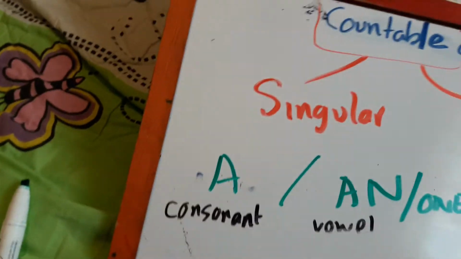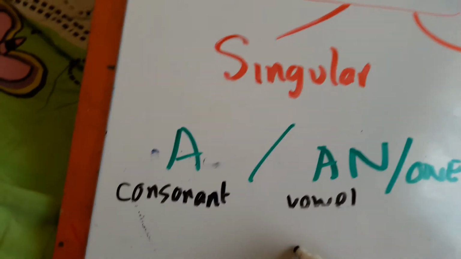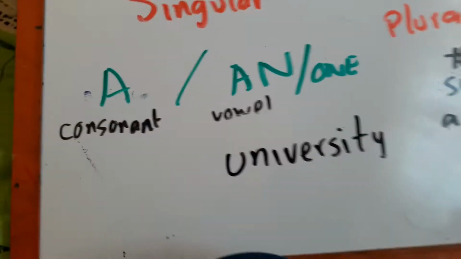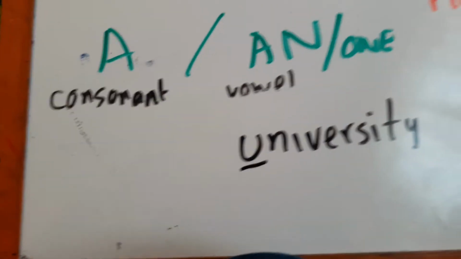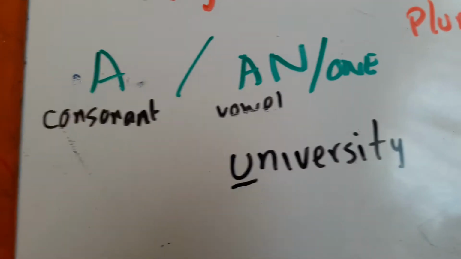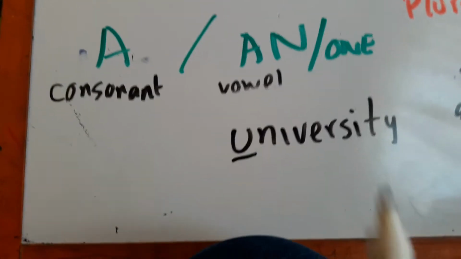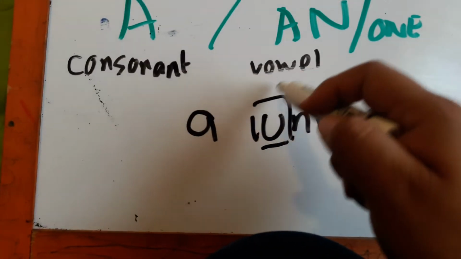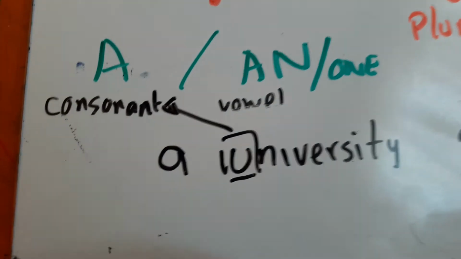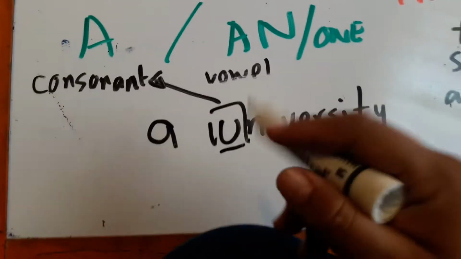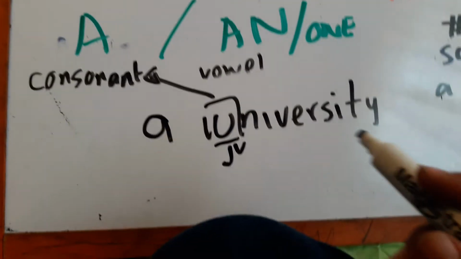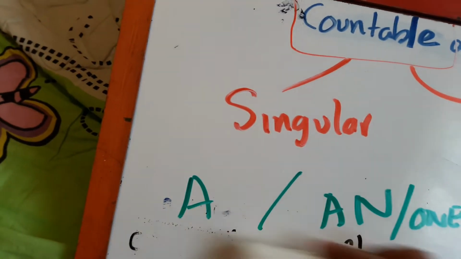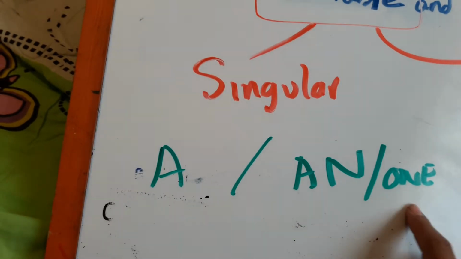I'm going to give you an example of why I told you this. What about this one? This word starts with U, right? That's a vowel, but the sound is a consonant sound. We use a at university because this one is not a vowel sound, it's a consonant sound. Listen to me. University, okay? It's kind of like a J sound, like university. So here with a, consonant, and an, vowel, or also we can use one.